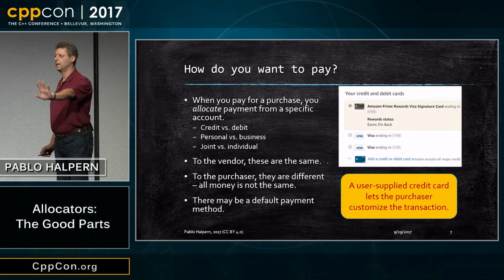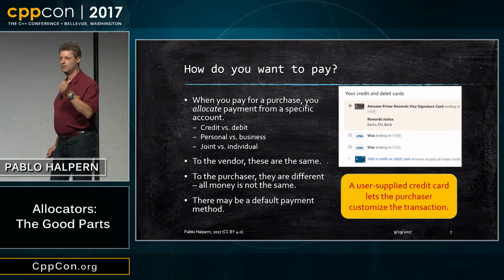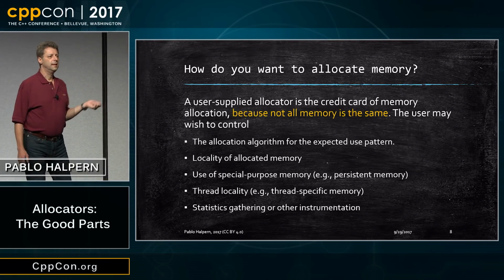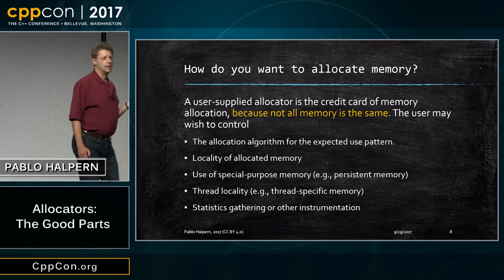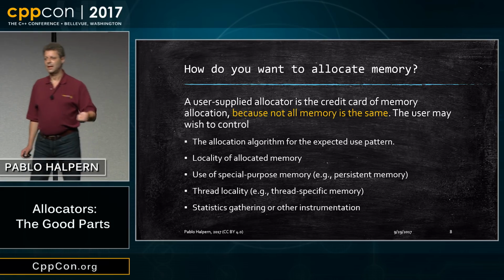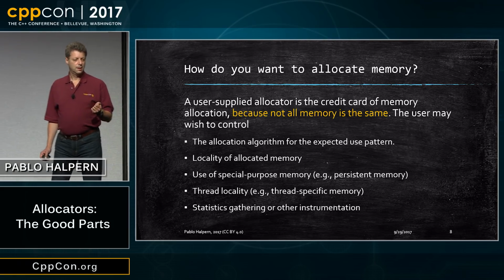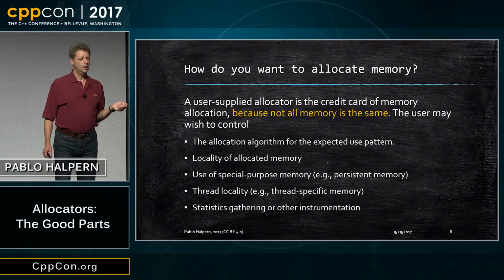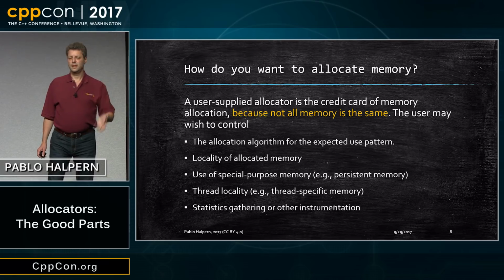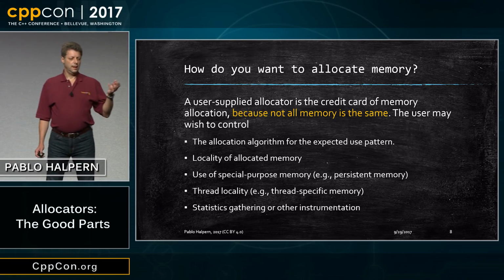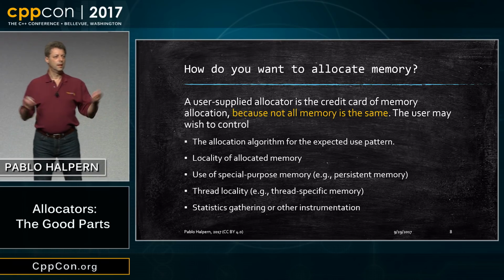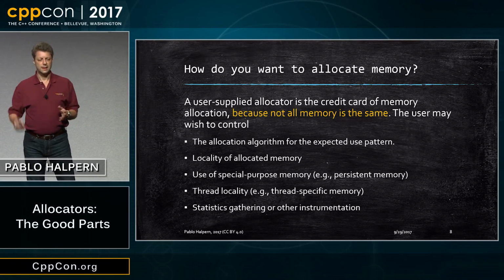Most of the transaction takes place on the vendor's side, but there's this little piece where you say, call me back, allocate the money from here. Allocating memory is kind of like that. The container doesn't care where the memory comes from. It just says, I want a source of memory. But the user might want some control. Why would the user want control? There are a bunch of reasons, and this is a very incomplete list. You might have an allocation pattern specific to your use. You know that things are going to be allocated in certain clusters.